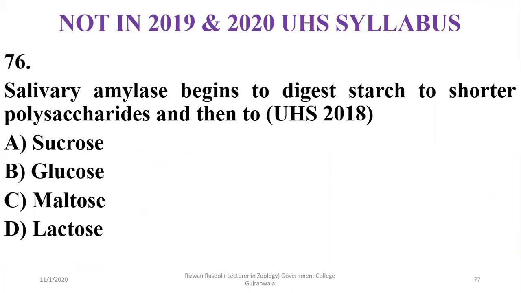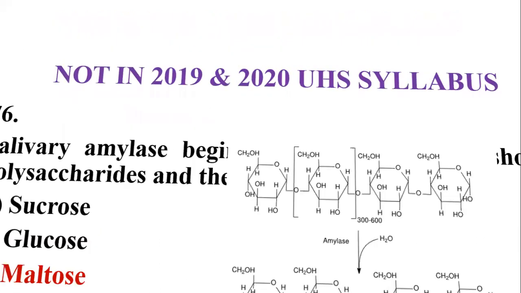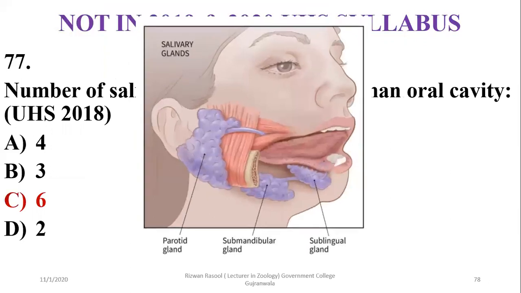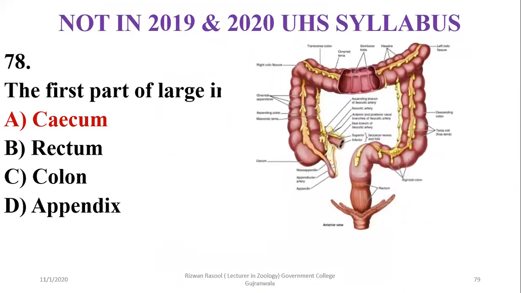Salivary amylase begins to digest starch to shorter polysaccharides and then to maltose. So the right option is Charlie. Number 77. The number of salivary glands found in the human oral cavity is 6, or 3 pairs. The first part of the large intestine is the cecum.